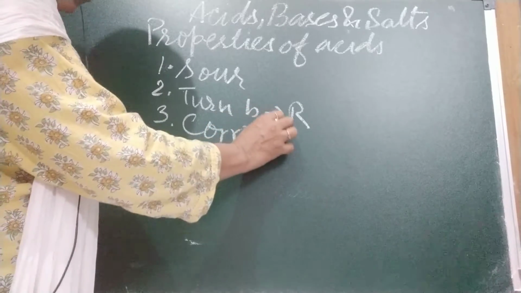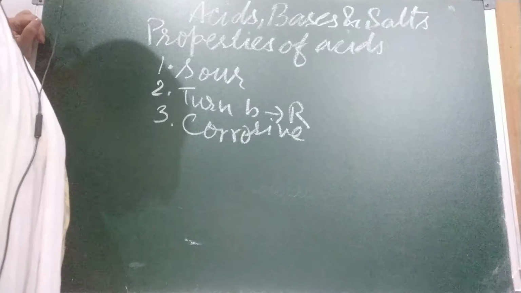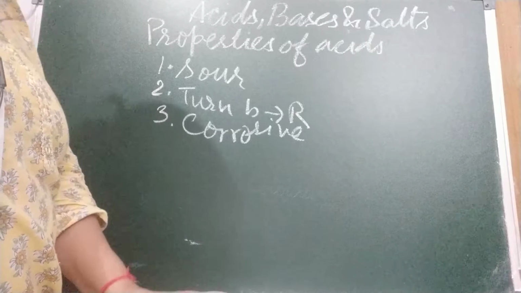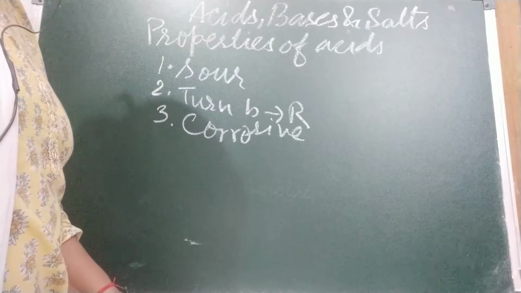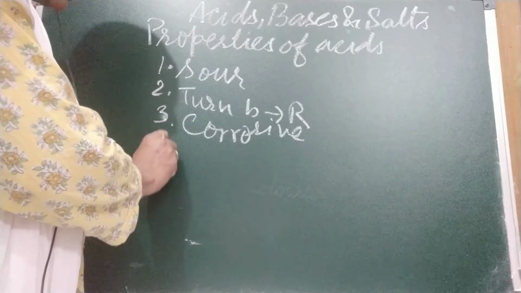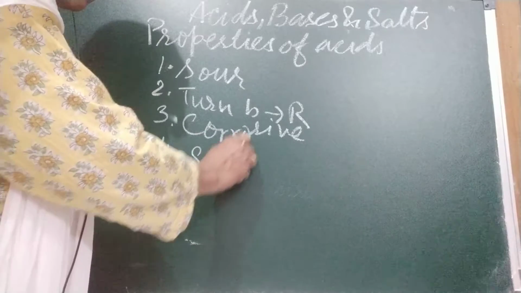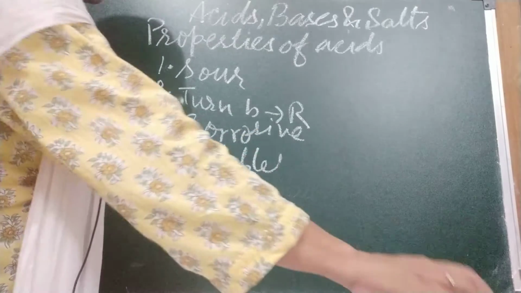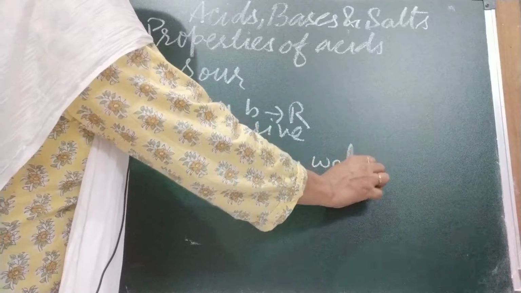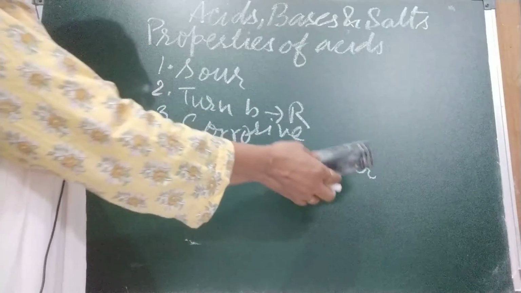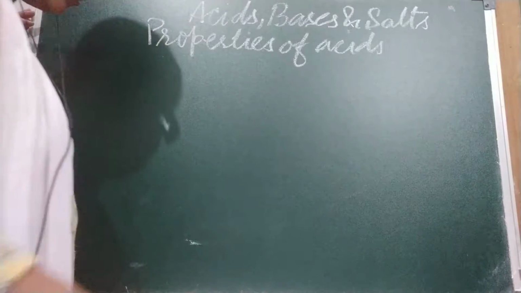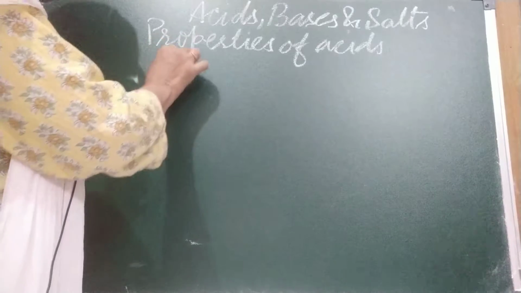What is the meaning of corrosive? Strong acids can destroy paper, cloth or wood, and they corrode metals such as iron and aluminum. That is why we do not store acidic food items in metallic containers. And they are also soluble in water. So these are the physical properties of acids. Now we are coming to the chemical properties. Chemical means what kind of reaction do they give when they react with metal.